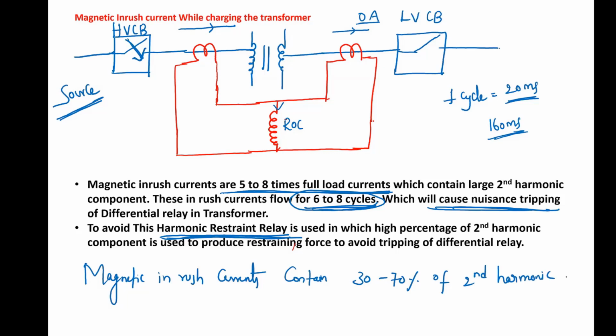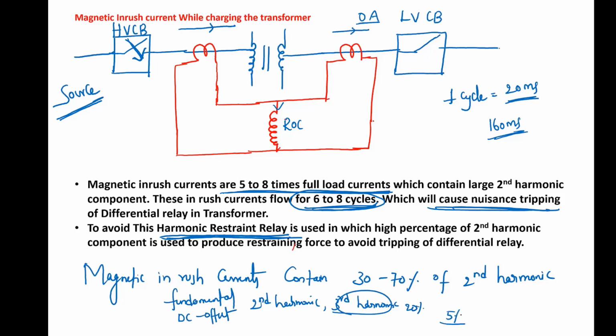Okay, this magnetic inrush mainly contains what? They contain a fundamental component, a DC offset component, and a second harmonic component, third harmonic, which is less, around 20%, and higher harmonics which are less than 5%. Higher harmonics, that is fourth harmonic, fifth harmonic, like that. But the second harmonic is highest, which is around 70%.